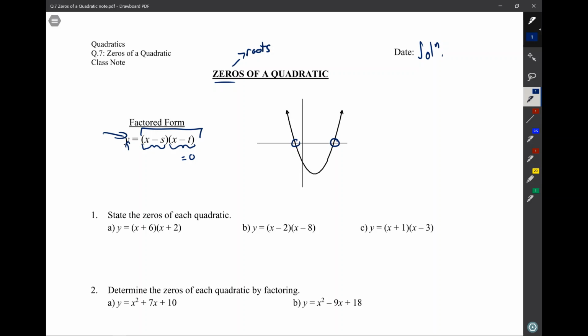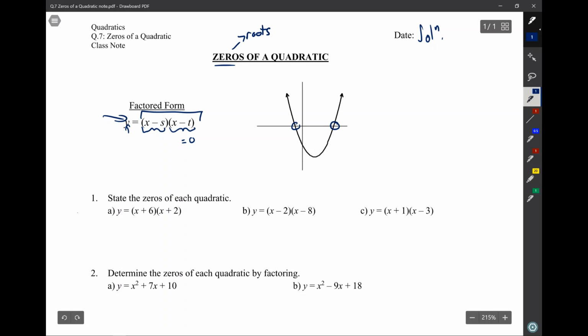So let's see. If we take a look at this equation here, we can see that it is in factored form. That means I have x minus s, x minus t here, and I can pull out t equals -2. It's similar to when we were working in vertex form, when h was subtracted within the equation. So we switch its sign when we're pulling it out. So t equals -2 and s equals -6.